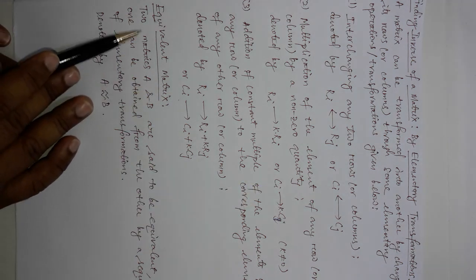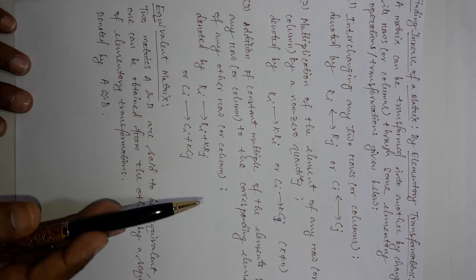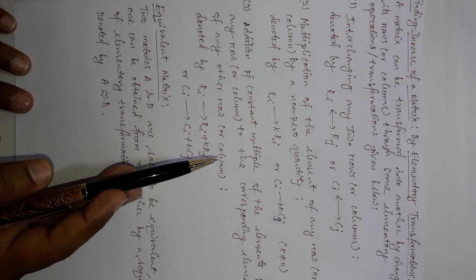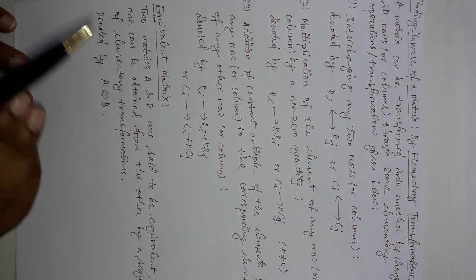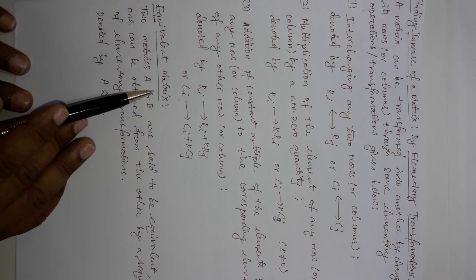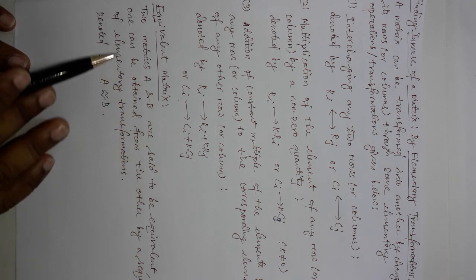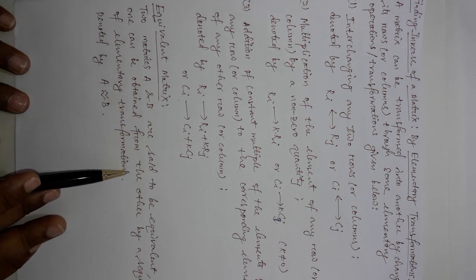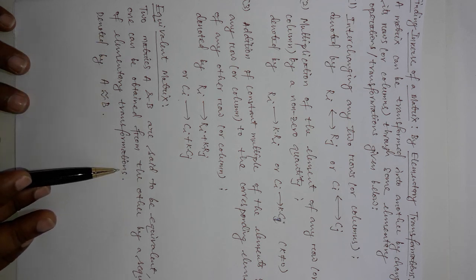They are equivalent matrices. The original matrix and the new matrix, or the changed matrix, obtained by any of these elementary operations, are called equivalent matrices. So, two matrices A and B are said to be equivalent if one can be obtained from the other by a sequence of elementary transformations.